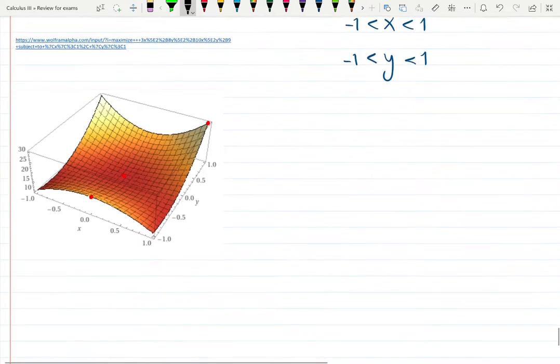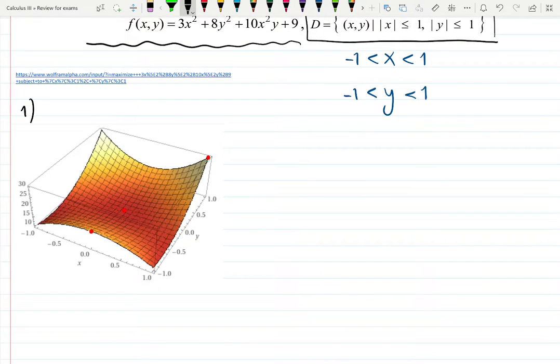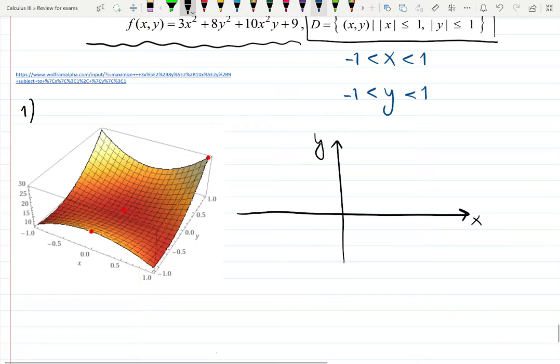Step 1, we always start with sketching the graph. The 3D graph is probably hard to sketch, but a 2D graph is going to be extremely important for the global maximum problems, X and Y. So X should be between -1 and 1, and Y should be between -1 and 1. That gives me a square.